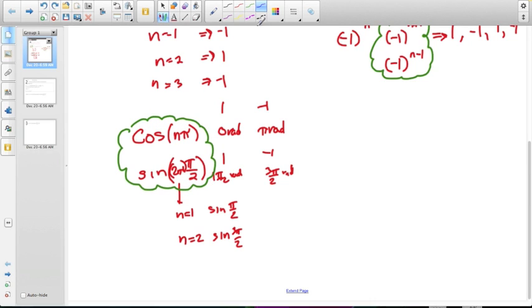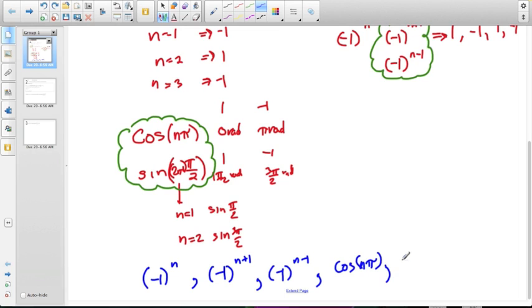So just to recap here, to get alternators, we've got -1 to the n, we've got -1 to the n plus 1, we've got -1 to the n minus 1, we've got cosine of n pi, and we've got sine of 2n minus 1 times pi over 2. So those all look very different, but they're all really just a way to get the sign in front of the term to oscillate between negative and positive.